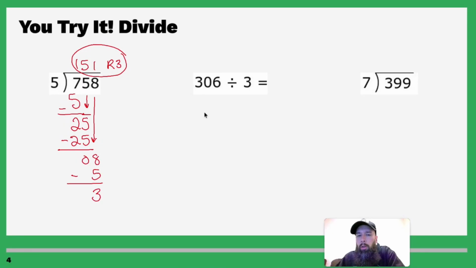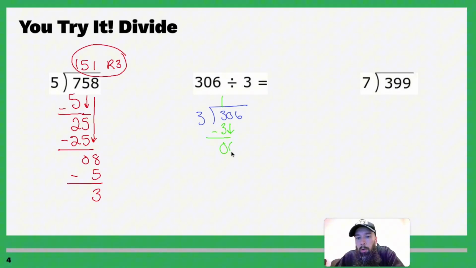Okay, let's do another. Let's write it out the way it's supposed to. The larger number goes inside the house. The first number goes inside, and then 3 lives on the outside. So 3 goes into 3 a perfect 1 time. 1 times 3 is 3. So write it out. Subtract the numbers. 3 minus 3 is 0.